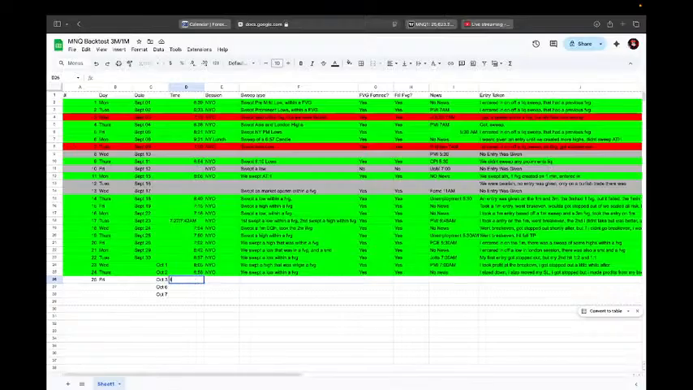I'm gonna see if I can find any more for this day for you guys, but I'm not gonna trade them.